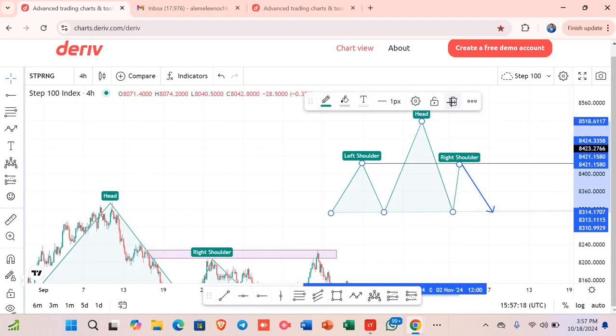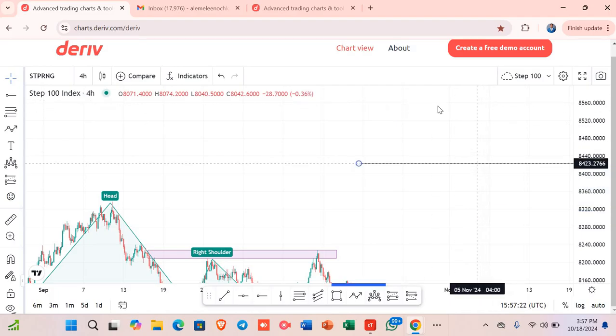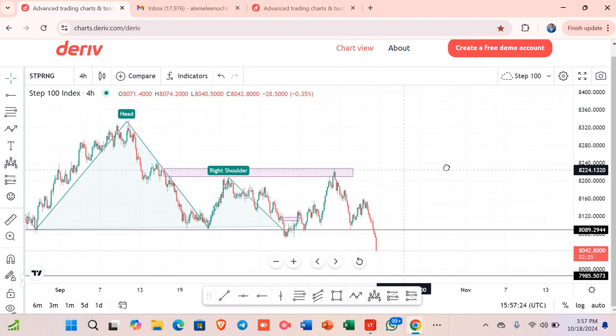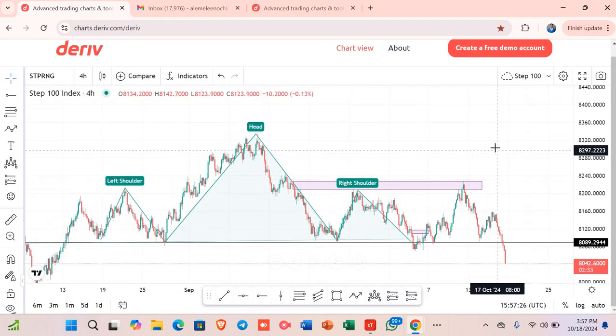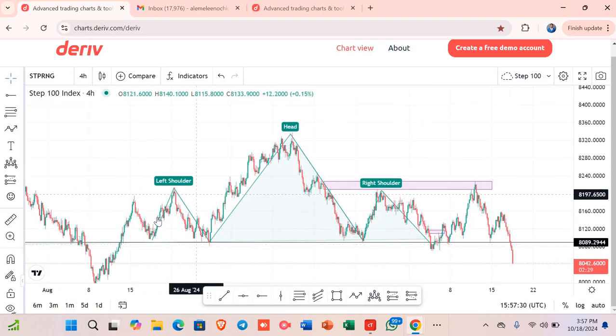So let me show you why I am actually making this video. I saw this twice in the market. Bear in mind that this is the 4-hour time frame. So this is the first one, first shoulder. This is the head, and then this is the second shoulder. So it was an opportunity to sell from here. That is why I even created the supply zone.